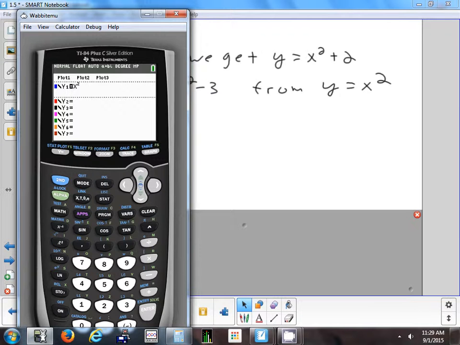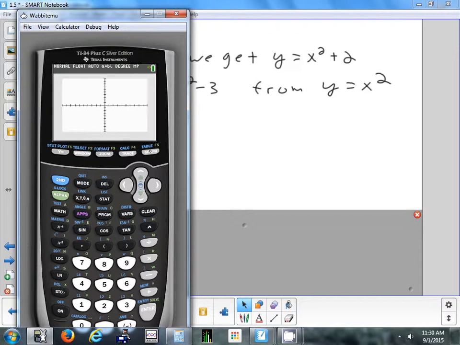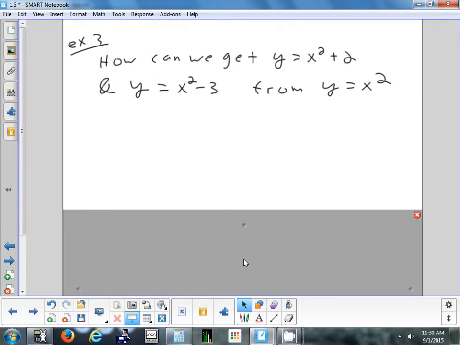So just to compare, I'll graph x squared, then I'll graph x squared plus 2. So Aiden, you said you think left and right? I was going to say shift it up and down. Here's the original. Yeah, up and down. So it took it and it shifted it up. So minus is going to shift down.